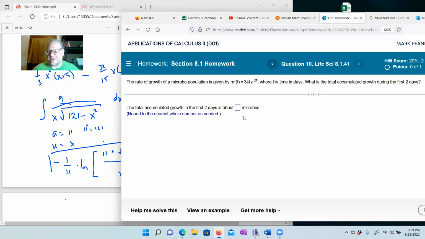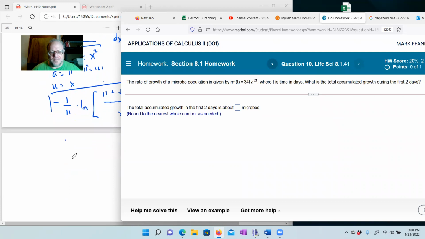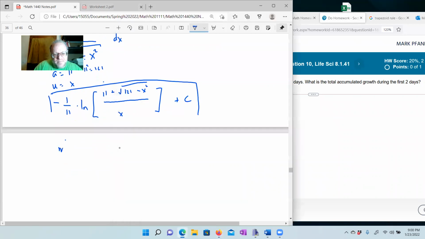Okay, the total accumulated growth in 2 days. So what we're going to do is we are going to integrate this, the total growth, right? We're going to add stuff up from 0 to 2 for this many microbes. You kind of don't want to put a 0 in here, although it's over the first 2 days. I still want an initial condition, but there we go. All right, so m prime of t is equal to 34t e to the 2t.